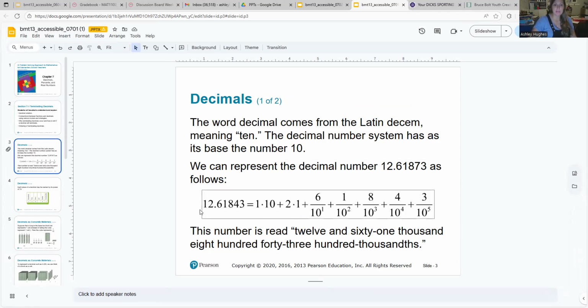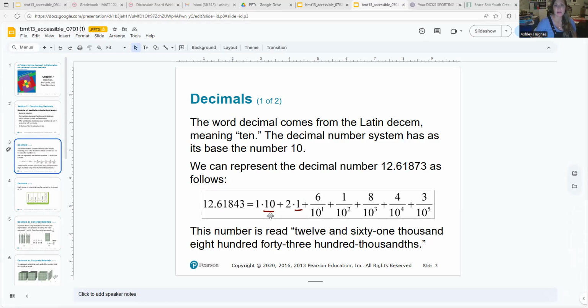It's 1 times 10. So we're talking about place value here. That 1 is in the tens place, and then you have the 2 in the ones place. So it's 1 times 10, 2 times 1, and then 6 over 10 to the first, plus 1 over 10 to the second, 10 to the third, 10 to the fourth, 10 to the fifth. So read this as 12 and 61,873 hundred thousandths.